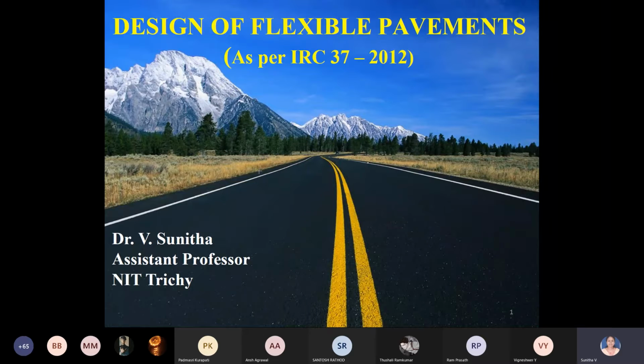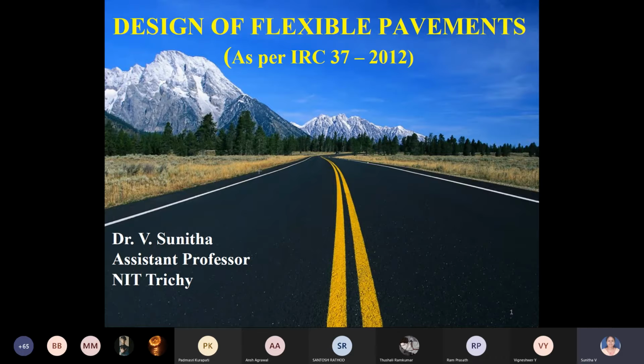So next is design of flexible pavement. Actually, there are other methods, like empirical, semi-empirical, and even some other theoretical methods, to design the flexible pavement. So what I'm going to tell you here is only based on IRC. So what are the guidelines?